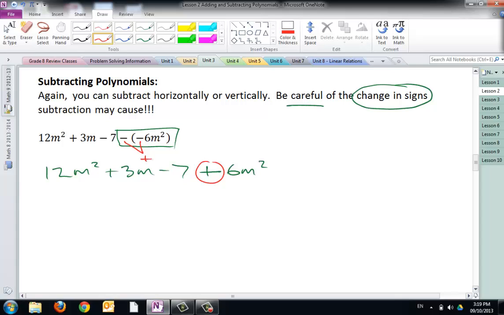That is the most important thing to remember. If we get problems with that, you will have drastically different answers, and of course you'll get things wrong. So then I go and I combine my like terms. That's going to be 18m squared plus 3m minus 7.